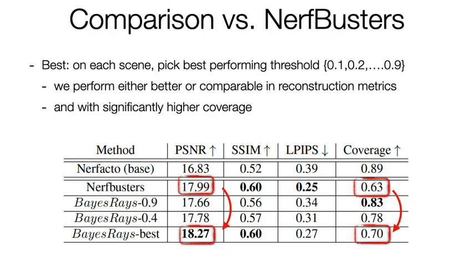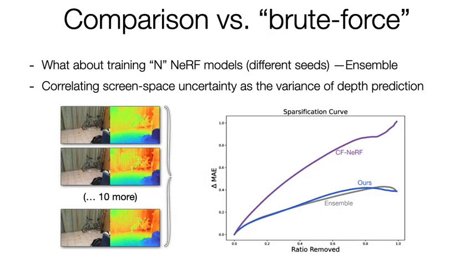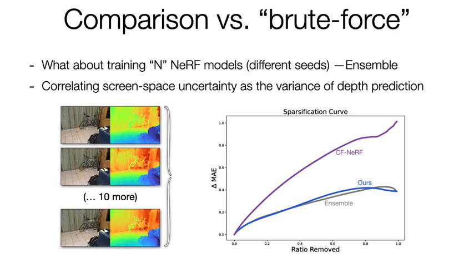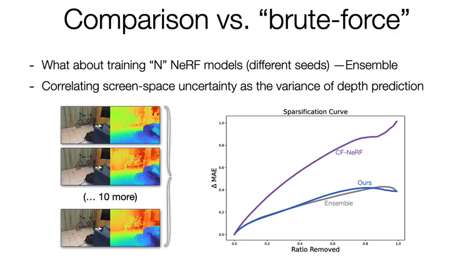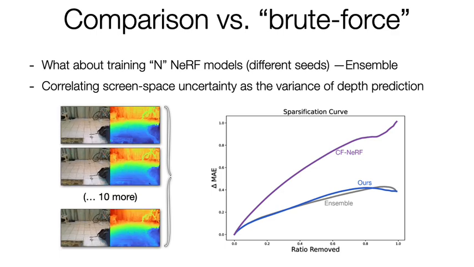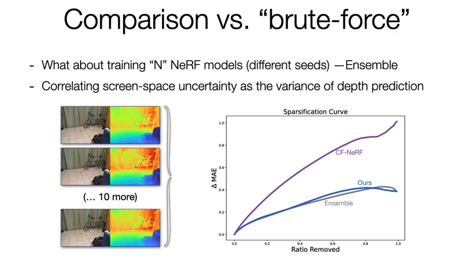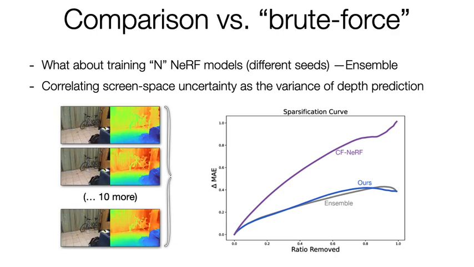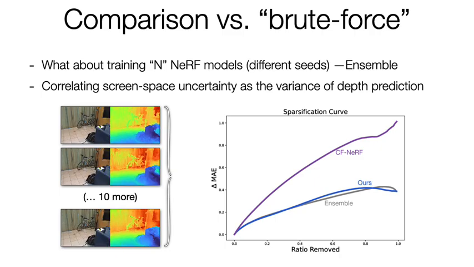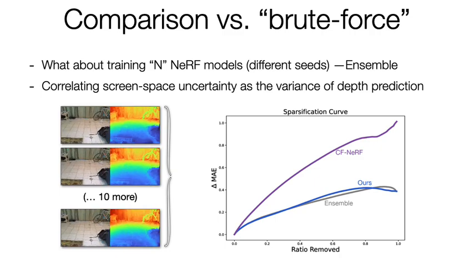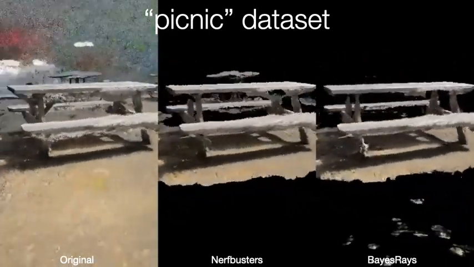We show that when we use the best uncertainty threshold per scene, our method achieves the best image quality while maintaining better coverage of the rendered images. We compare our model with previous uncertainty prediction methods based on Bayesian neural networks and brute force ensemble training. Our uncertainty exhibits superior correlation with depth error compared to Bayesian networks while having a similar performance to the more resource-intensive brute force methods. Here are some more results.